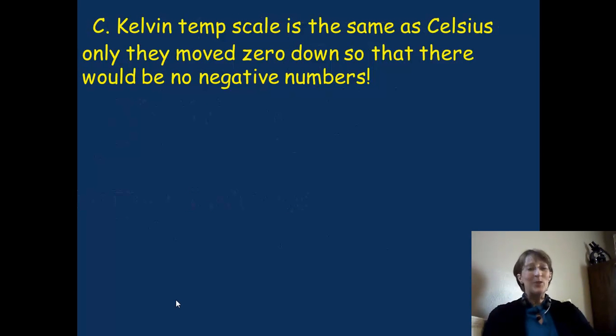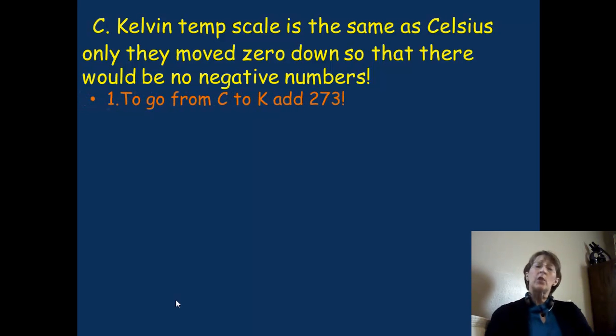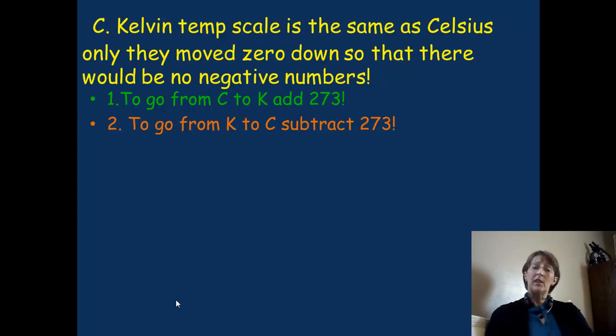Okay, the Kelvin temperature scale is the same as Celsius, only they move the 0 down so that there would be no negative numbers. This is where you hear about absolute 0. Absolute 0, nothing's below that. It's as cold as it could possibly be. All molecular motion has ceased. So to go from Celsius to Kelvin, all you have to do is add 273. So if you have negative 10 degrees Celsius, add 273 to that, and you get 263 K. To go from Kelvin to Celsius, just subtract 273.